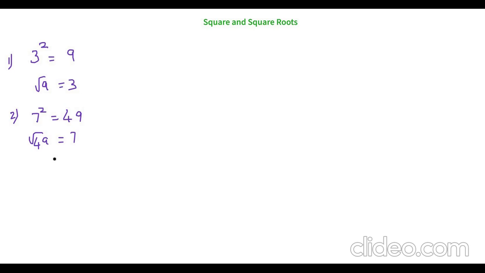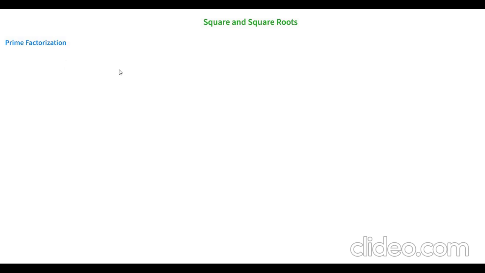First, let's see the prime factorization method. Let's take the first example: find the square root of 256. Whenever we have a number like this, we can use the prime factorization method. This is the same method we used for LCM and HCF. So 256 is divided by 2, and this becomes 128.